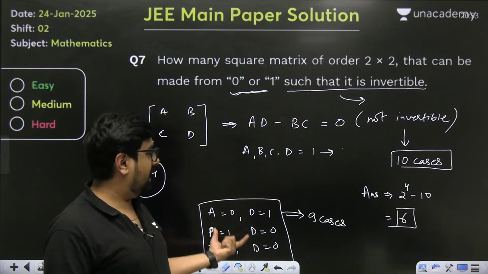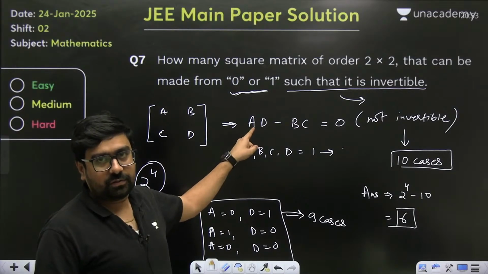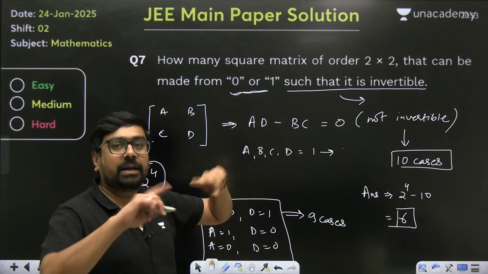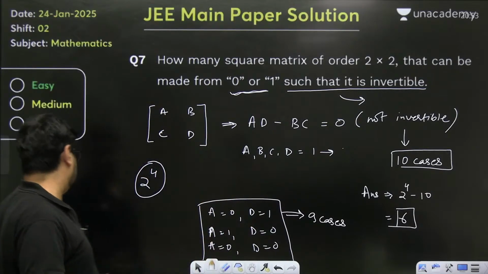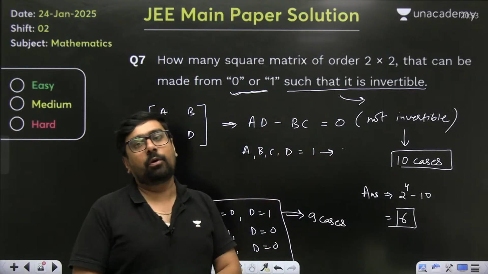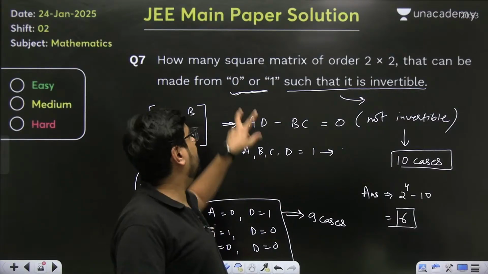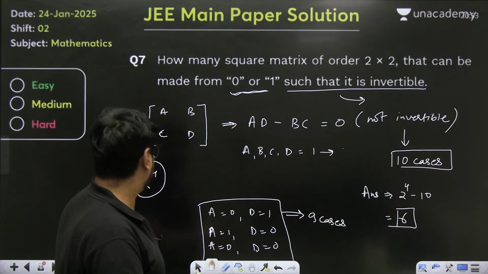So you can see why these 9 cases are being formed. 0, 1, 1, 0. Right? 0, 1, 1, 0, simultaneously. Totally 9, 3 into 3. Total 9 cases will be formed in which AD minus BC can come out to be equal to 0. Only 0 and 1 are being used.